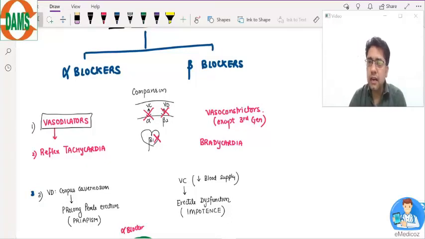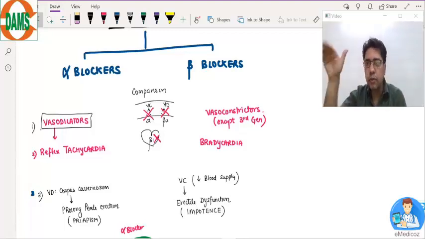Floppy means the iris is not responding. Why? Because the iris mydriasis is not occurring. The iris is just paralyzed. The miotic iris is paralyzed and it is just swimming in aqueous humor, floppy, like this.